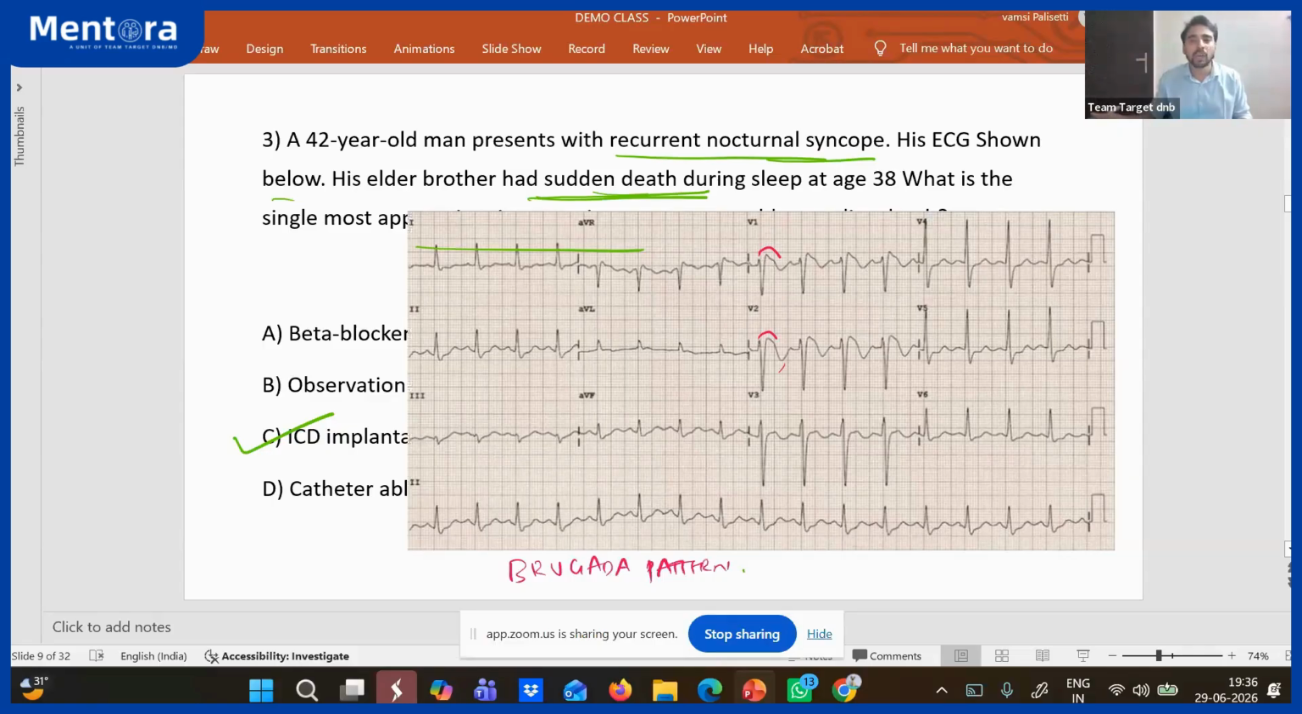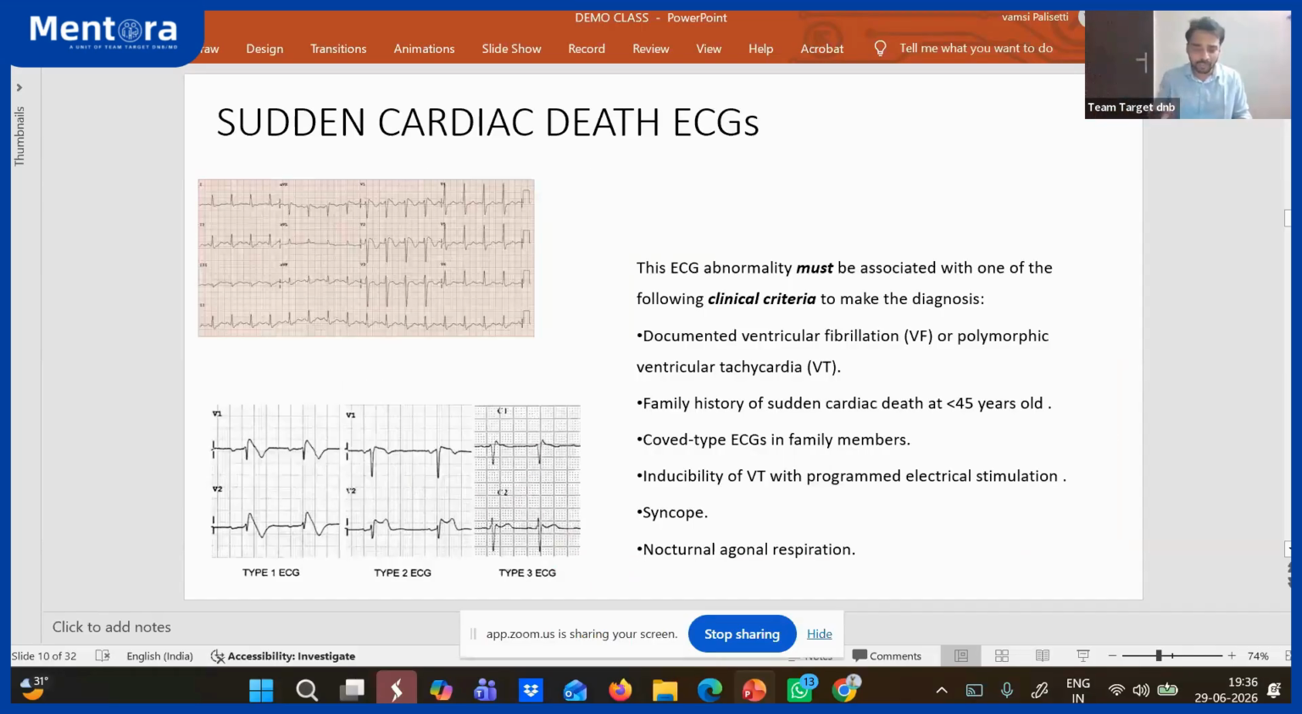Right? And this suggests Brugada syndrome. So let us see. This is the question I am asking you. Same ECG I kept. Same V1, V2 and V3, they have coving type ST elevation with T inversion. Coving type with T inversion. This is called Brugada syndrome.